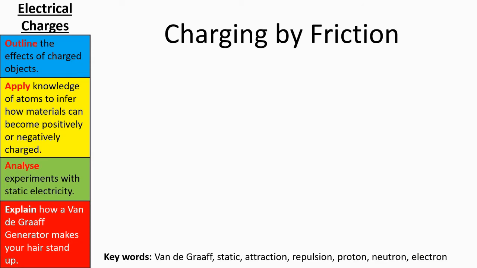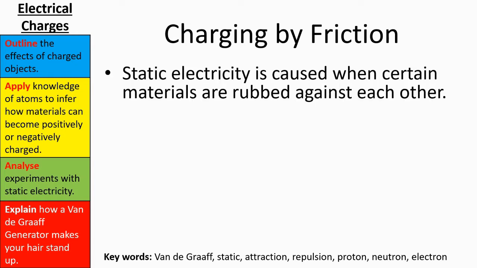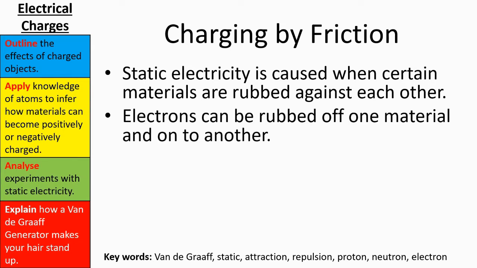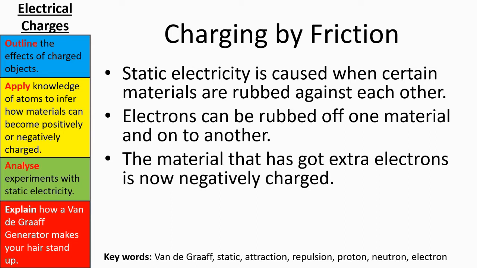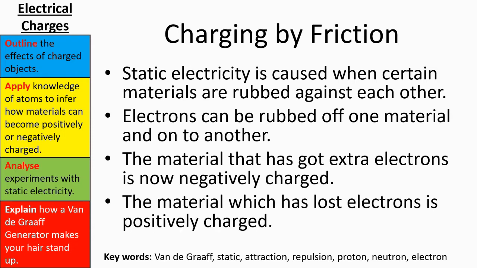We're going to take a look now at charging by friction, which is one way that you can make something have static electricity. Static electricity is caused when certain materials are rubbed against each other. Electrons can be rubbed off one material and onto the other. The material that has got the extra electrons is now negatively charged. The material which has lost electrons is positively charged.